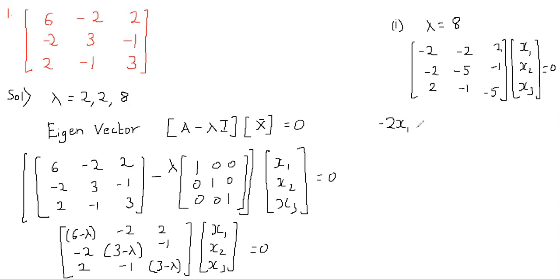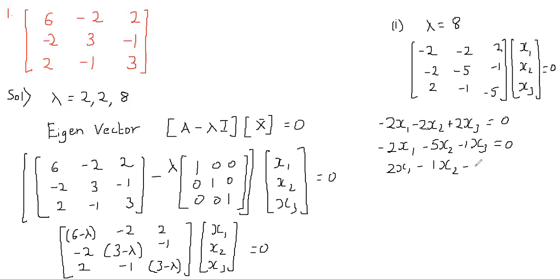Minus 2 x1 minus 2 x2 plus 2 x3, that is equal to 0. And the next one is minus 2 x1 minus 5 x2 minus 1 x3, that is equal to 0. Similarly, we can write the third equation, that is 2x1 minus 1 x2 minus 5 x3 is equal to 0. Okay, so from this we have to find the eigenvector.